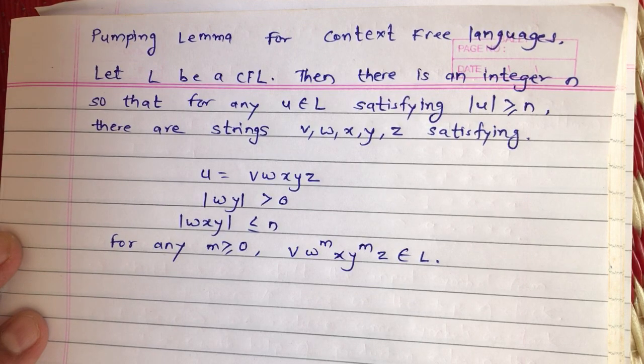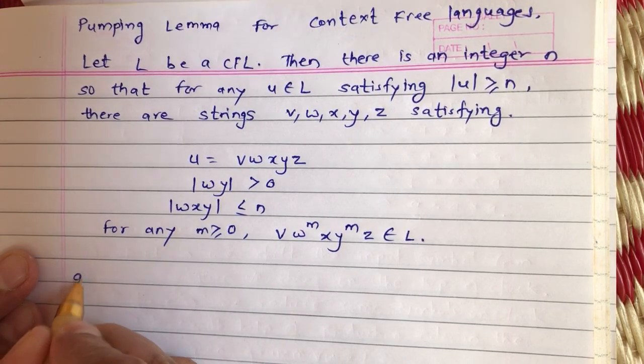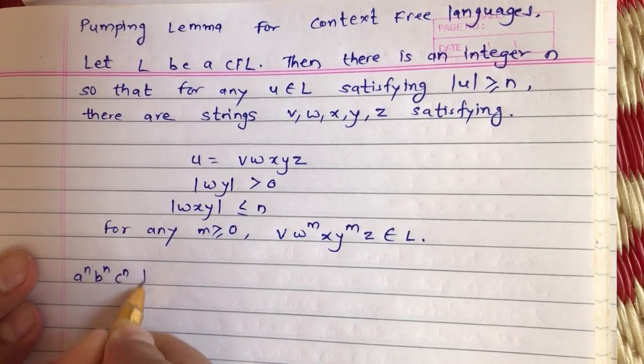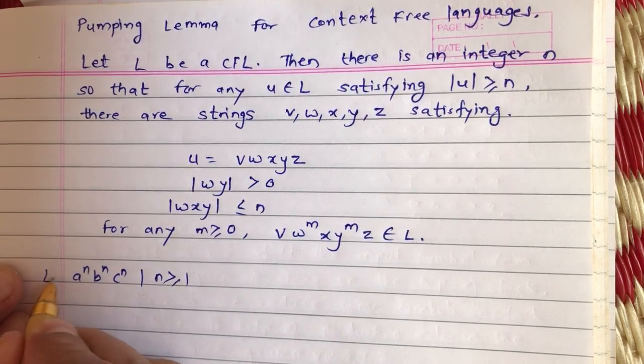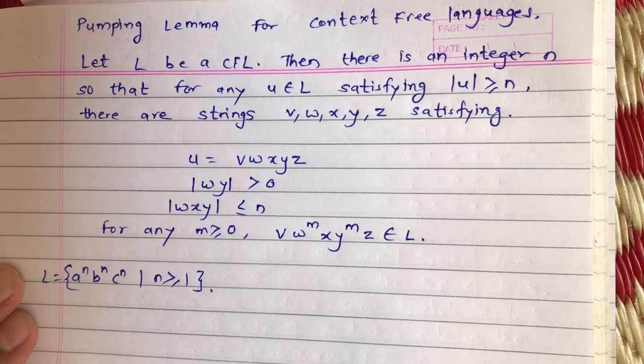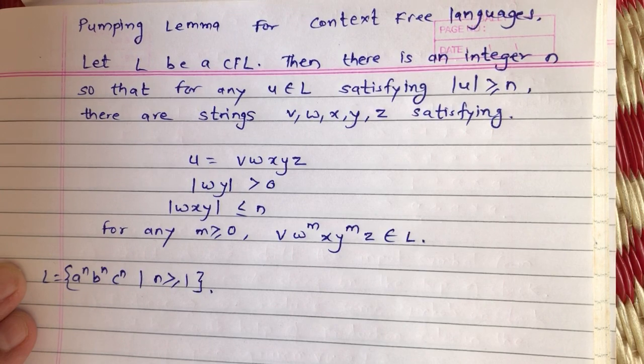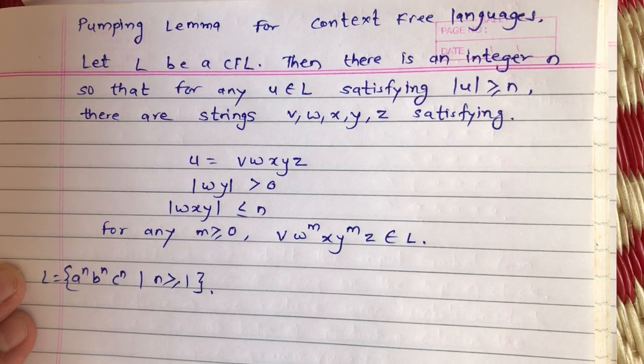Suppose there is a problem to be solved, that we have to prove that a^n b^n c^n, where n is greater than or equal to 1, is not a context-free language. Okay, so we'll do this with the help of proof by contradiction, similar to what we did with the pumping lemma of regular languages, right? We'll assume that this language is a context-free language, and if this language is context-free, then it should fulfill the pumping lemma for context-free languages.